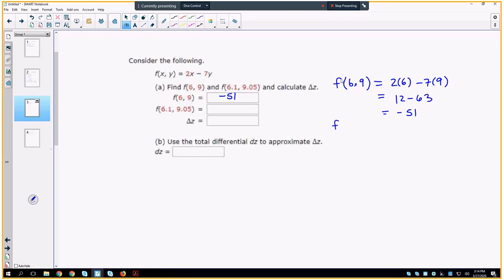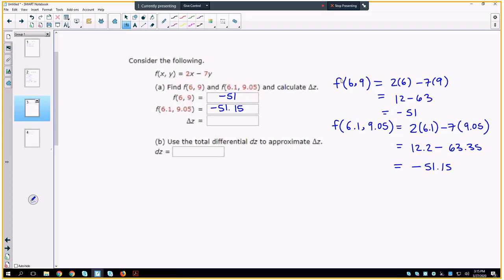So f of 6.1 and 9.05 is 2 times 6.1 minus 7 times 9.05. And that should give us 12.2 minus 63.35. So that's minus 51.15.